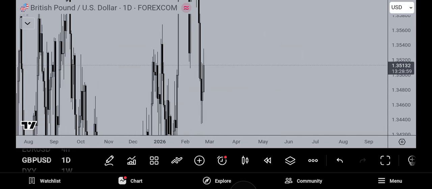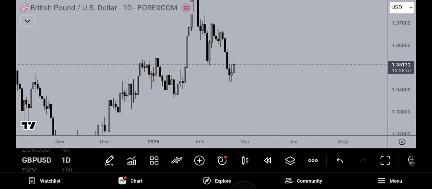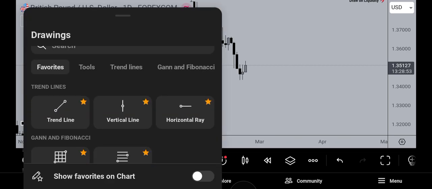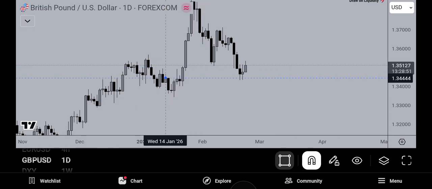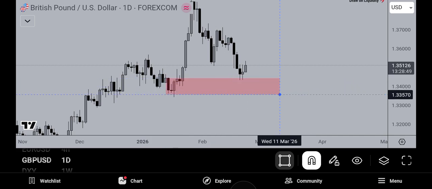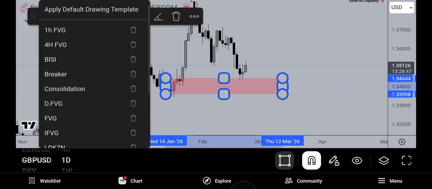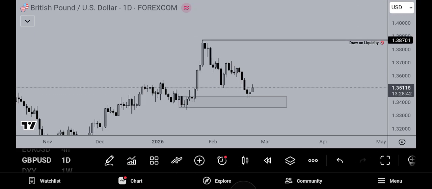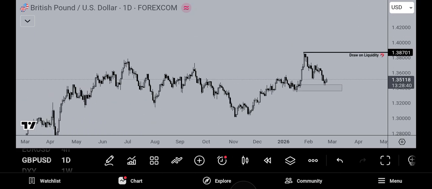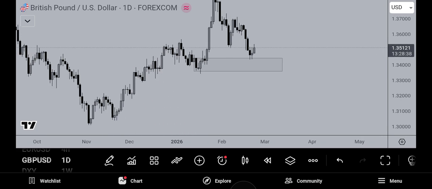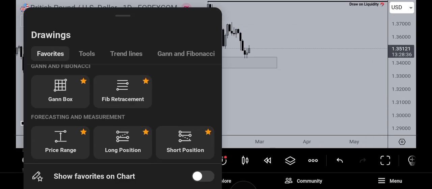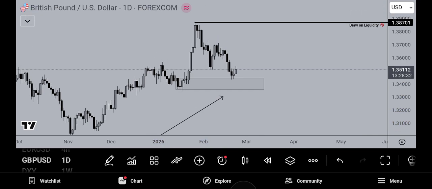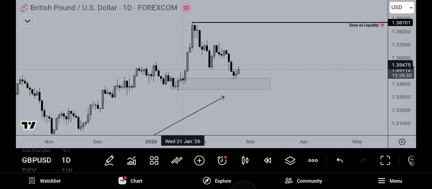GU on the daily is even cleaner than EU. Okay, and we have dipped far into this zone. Okay, we have tapped this demand zone, and this high is net drawn liquidity. Consider we have been bullish right here, and then you see the impulse shift, right? So we just look for the impulses.